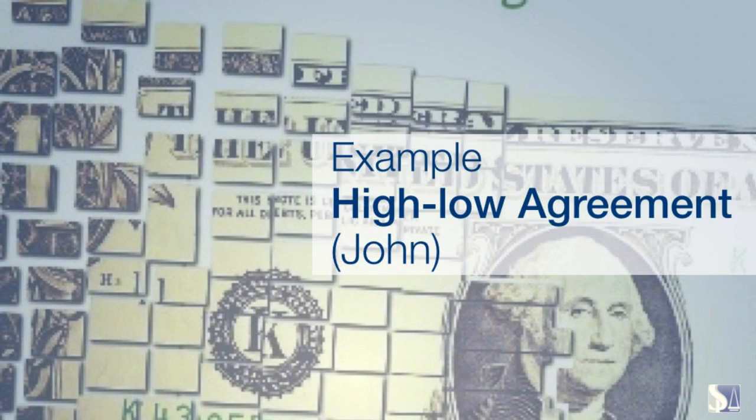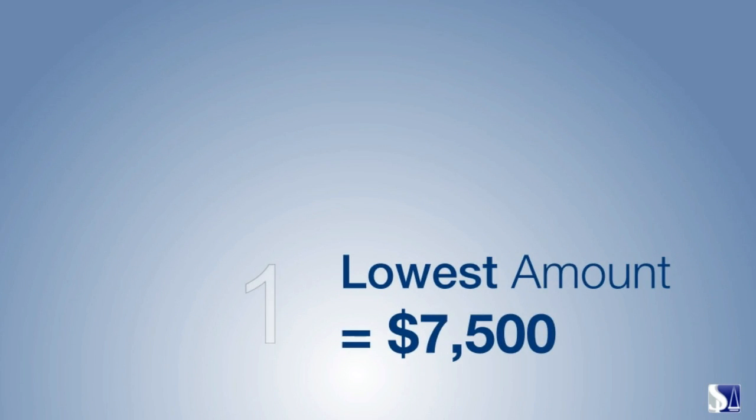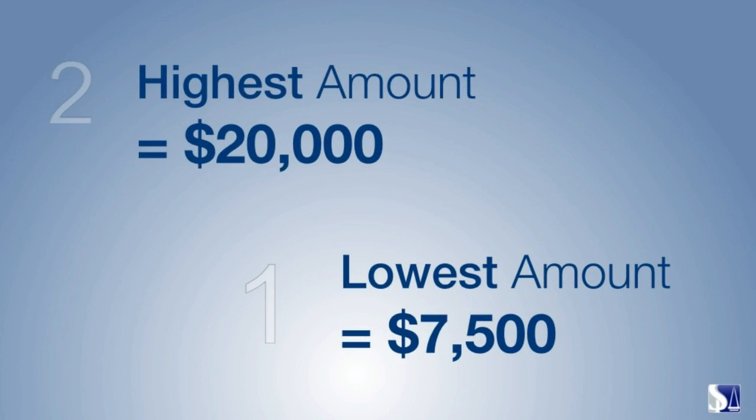John was injured in a car accident and couldn't negotiate a settlement with an at-fault driver's insurance company. He requested arbitration, and the company agreed. They had a high-low agreement with the lowest acceptable amount, $7,500, and the highest, $20,000. Here are some of the possible outcomes of the arbitration.